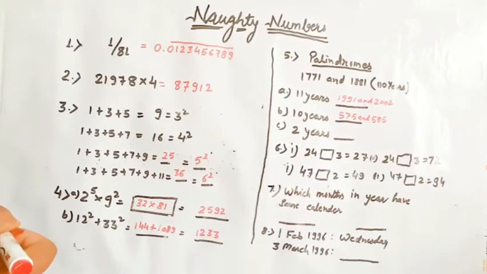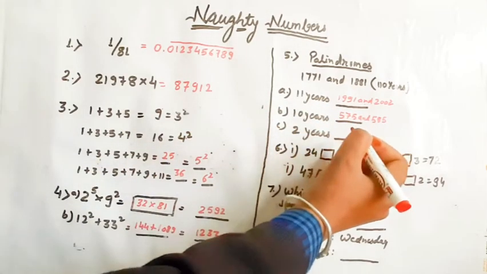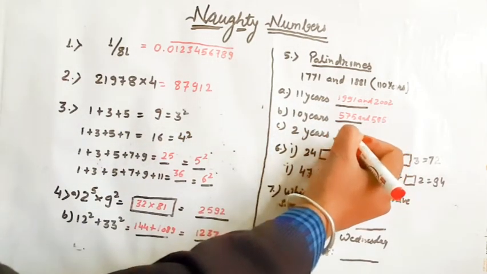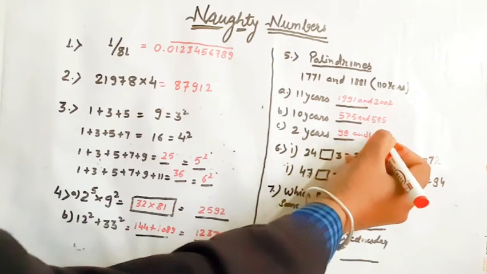Next, the difference is 2 years. So these are 99 and 101.